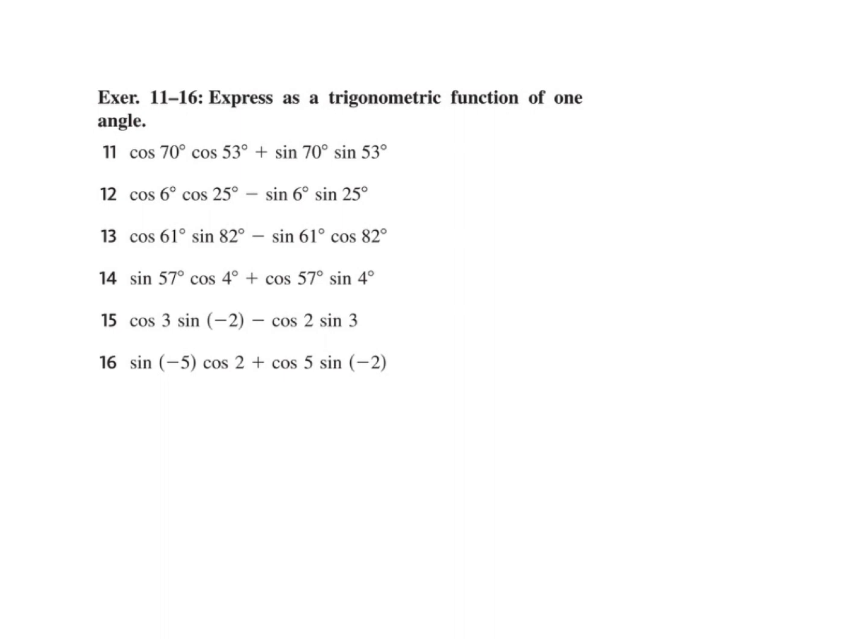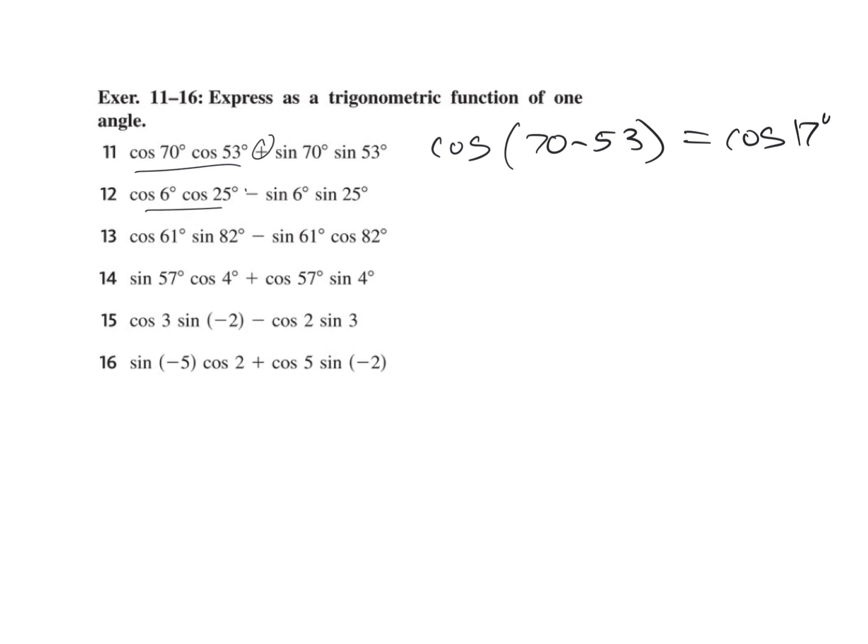Express as a trigonometric function of one angle. So first of all, it's addition. Notice you have two cosines first. So if you look at your formula sheet, this is going to be the cosine of the first minus the second. So 70 minus 53, or the cosine of 17 degrees. Pretty simple.